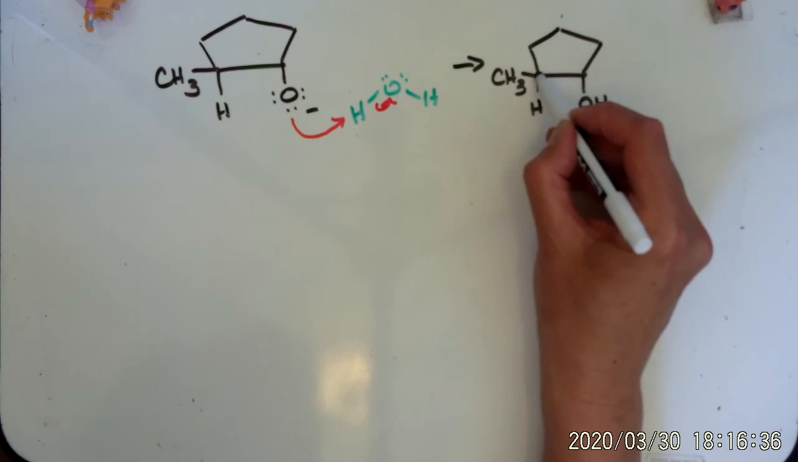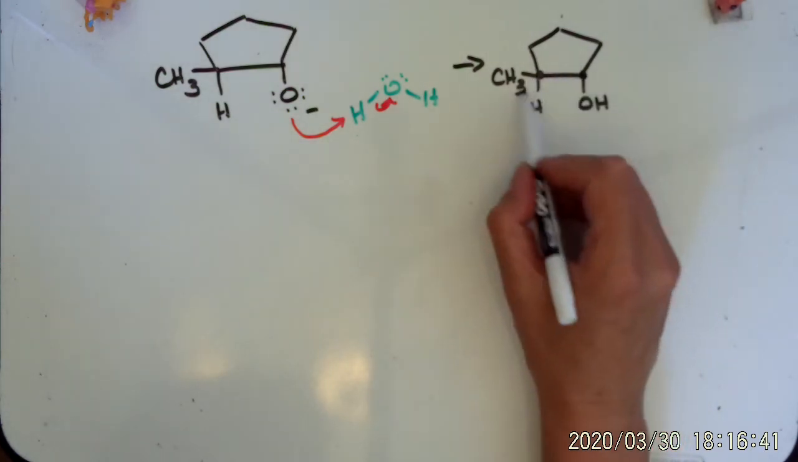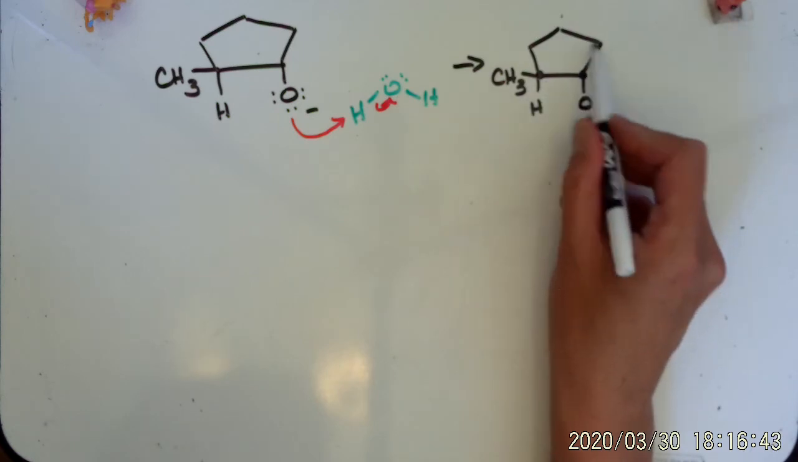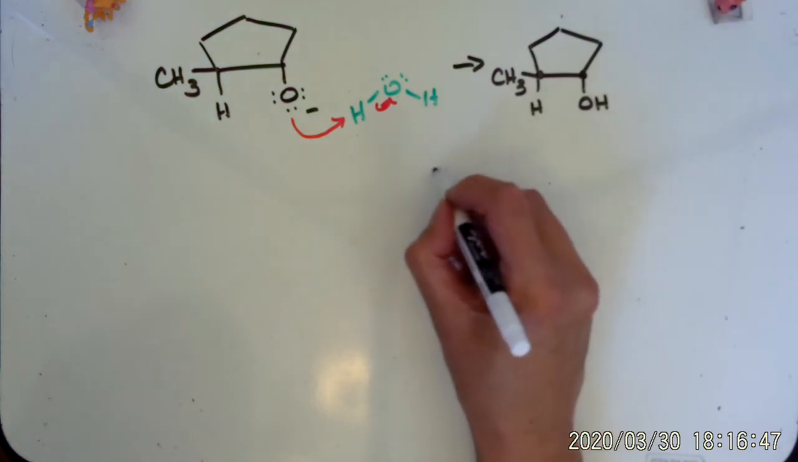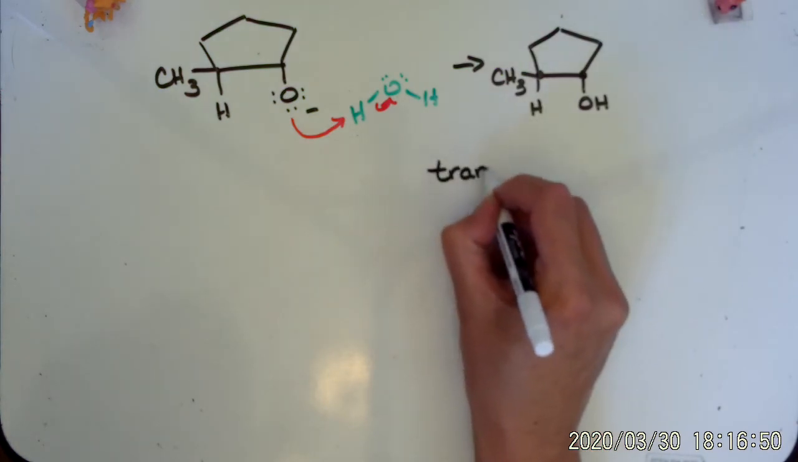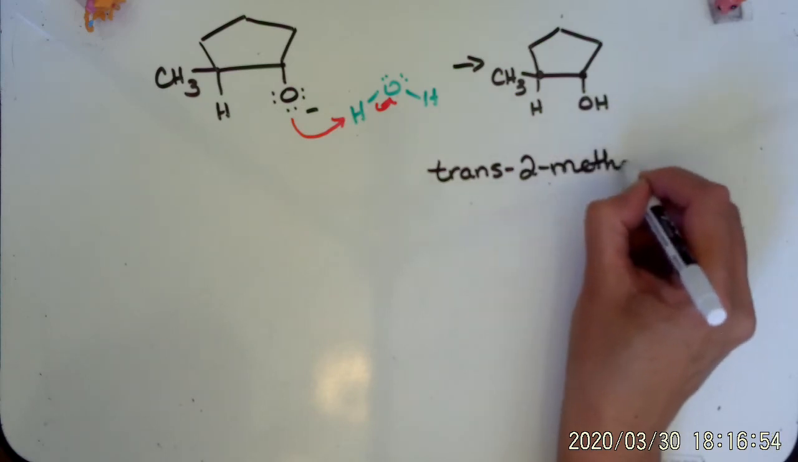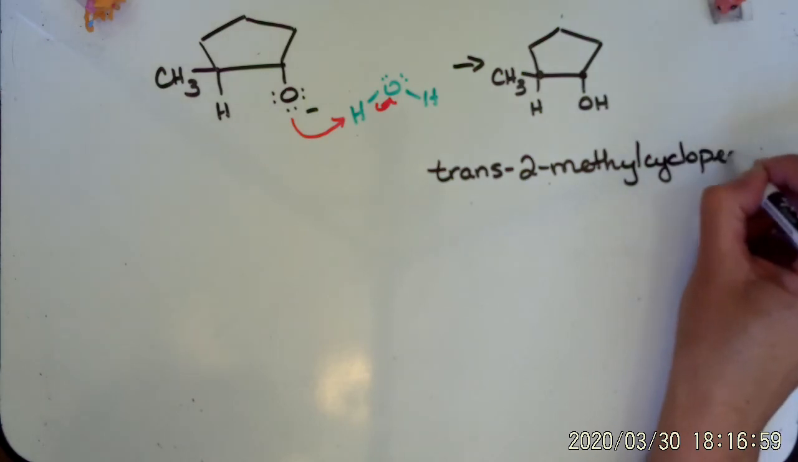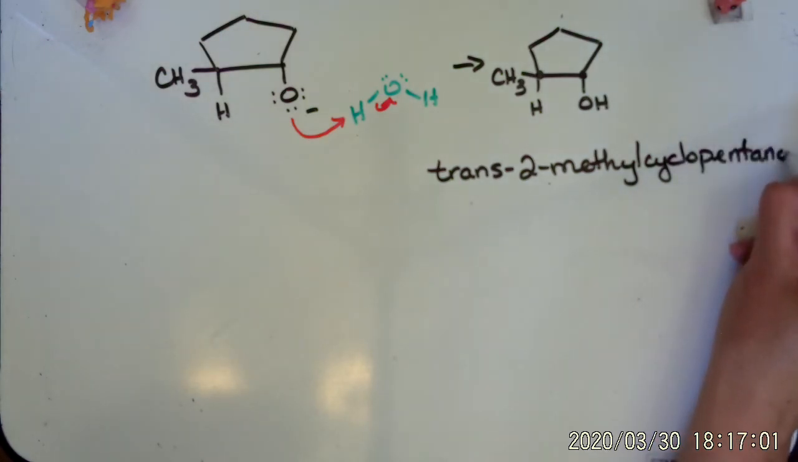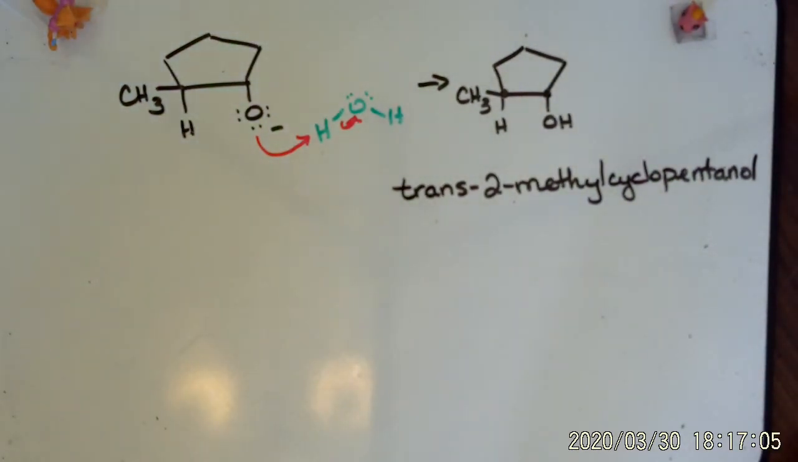Okay, so this would be a chiral center here, chiral center here. This is trans. Okay, so this is a cyclopentanol. This is the 2 position. So this is a trans-2-methylcyclopentanol. Okay, so far so good? All right, let's take a look at one more example.